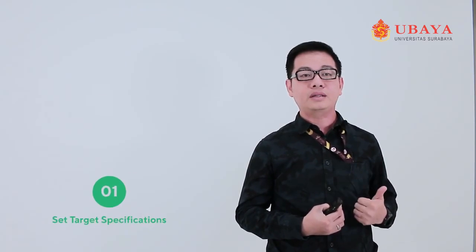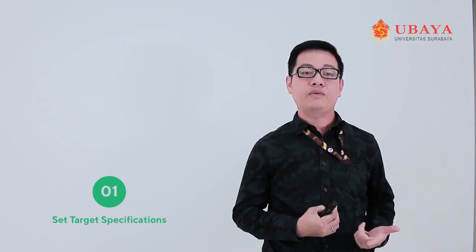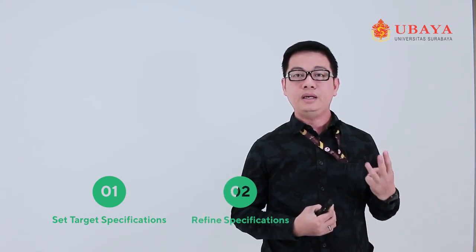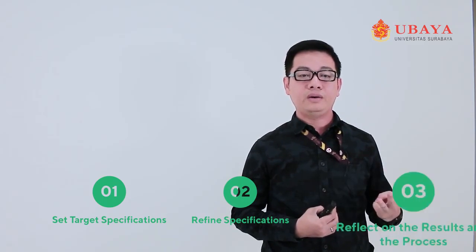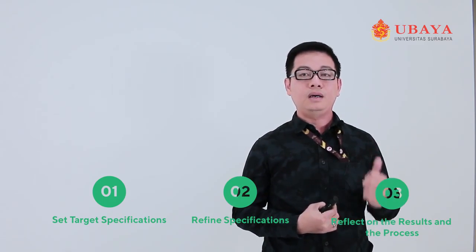And for the product specs process, we have 3 steps. The first one is to set the target specifications. The second is to refine the specifications. And the third one is to reflect on the result and the process. So I'll try to elaborate very briefly on the difference among the 3 processes.